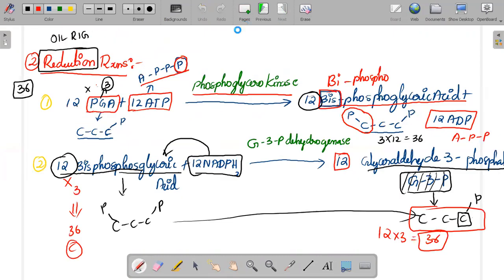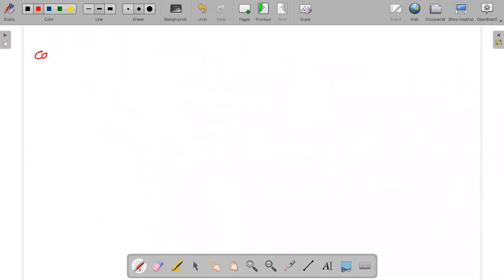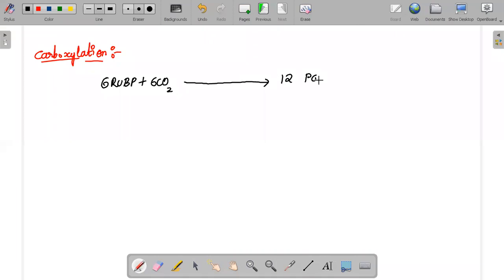We start with a fresh page. The first step is carboxylation. In this carboxylation step, six RuBP molecules plus six carbon dioxide molecules, I'm not taking the water molecules here, mix together to produce 12 molecules of phosphoglyceric acid.